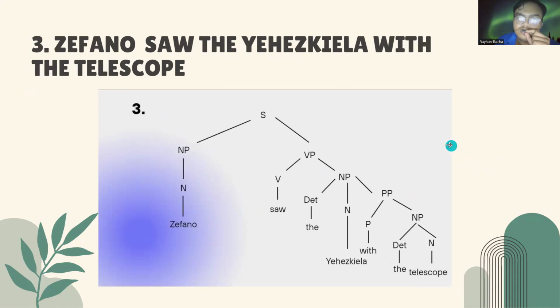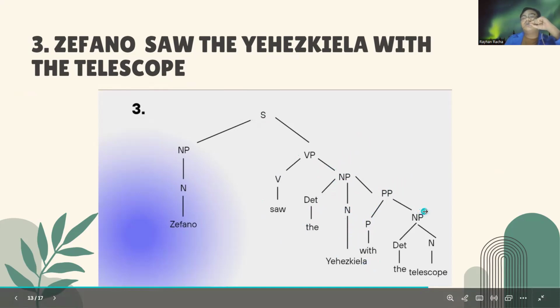So next, moving on to the third one: Zefano saw the killer with the telescope. Same order as before: sentence, noun phrase, and verb phrase. Here we only have one noun phrase, the noun itself, Zefano. Moving on to the verb phrase, it can be divided into the verb saw, and another noun phrase which has a determiner, the word the, and the noun killer, and also a prepositional phrase which can be divided into a preposition, the word with, and another noun phrase that can be divided into a determiner, the word the, and the noun, the word telescope.